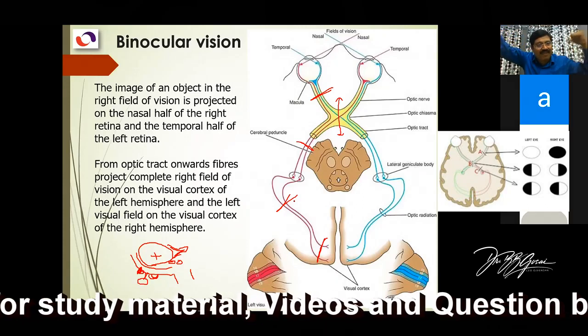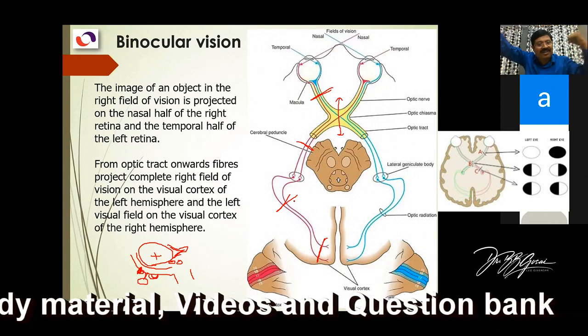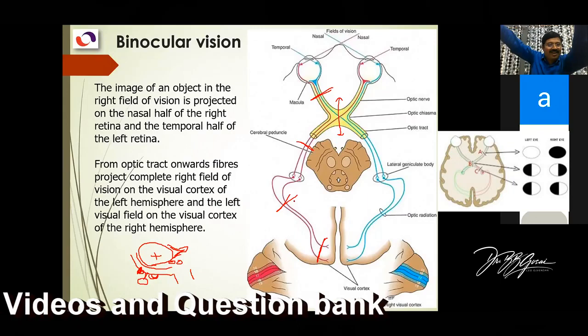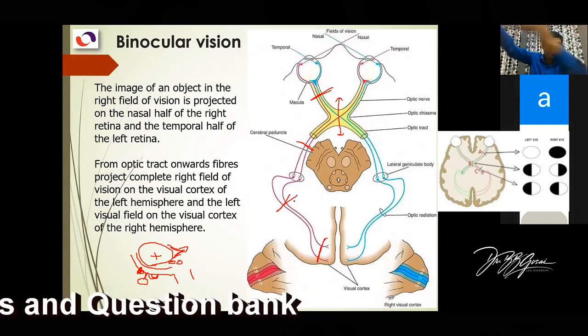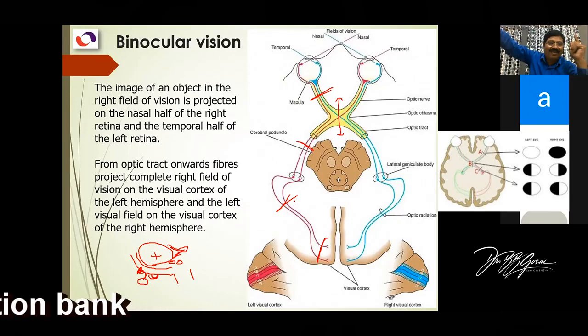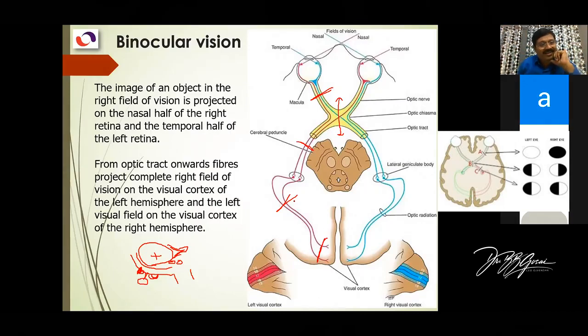So anywhere damage to the optic tract, optic radiation, or visual cortex, the patient will develop loss of the opposite side, whatever the side of the lesion. Suppose we are talking of the left hemisphere, left optic tract or left optic radiation damage, then the patient has a loss of the opposite field of vision: temporal field of the right and nasal field of the left, half. So we call it contralateral homonymous hemianopia, loss of vision.